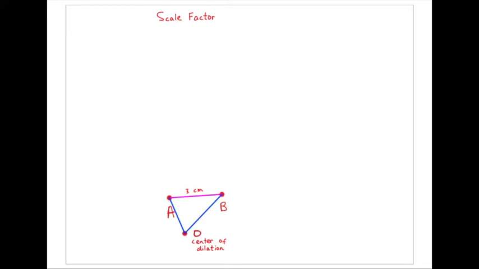These are the practice problems for lesson 3. It says for problem number 1, segment AB, so here's segment AB right here, is 3 centimeters in length. Point O is the center of dilation. So here's point O, that is the center of dilation. How long is the image of AB?